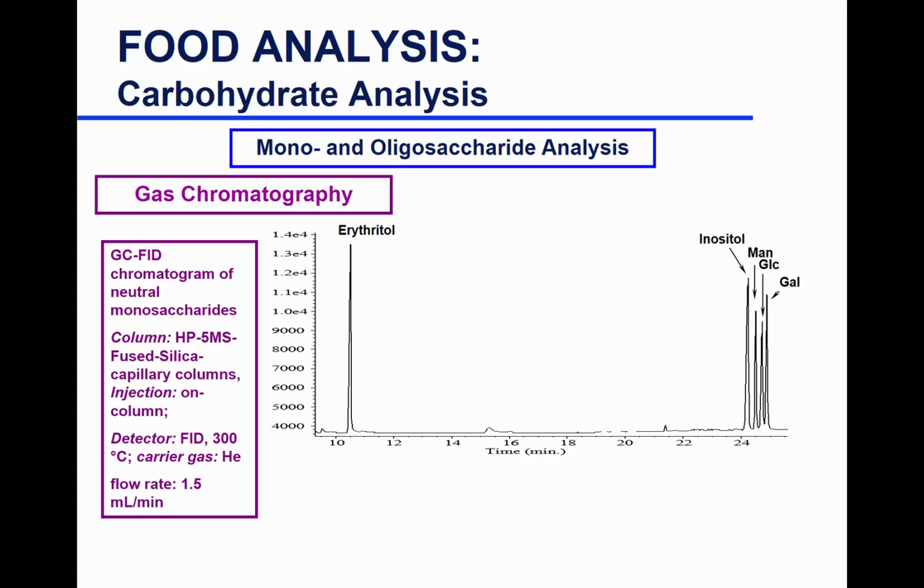And this is just a chromatogram showing that you can have internal standards, and then you have your sugars of interest as well that can be analyzed. Common detectors: FID, and then fused silica column, HP-5MS for a stationary phase.